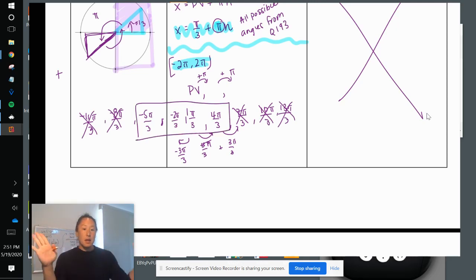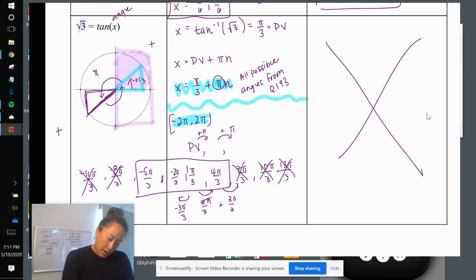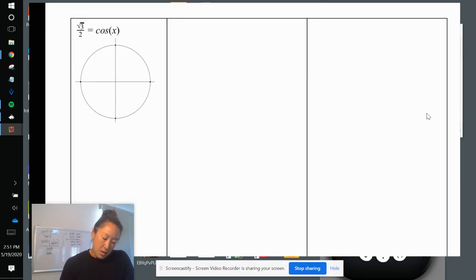That's it. So if I input root 3 is equal to the tangent of negative 5 pi over 3 into my calculator, guess what I'm going to get? Root 3. I'm going to get root 3. Okay? So any of these answers would give me a tangent ratio of root 3. All right, last one for now.